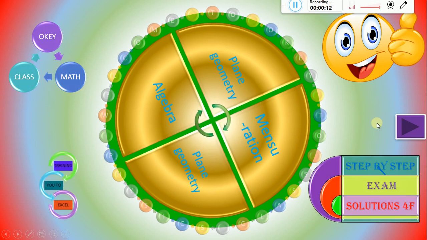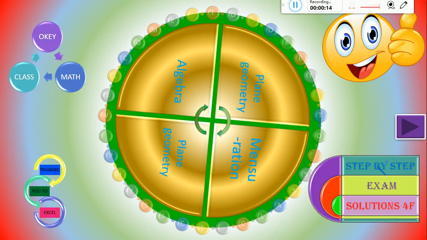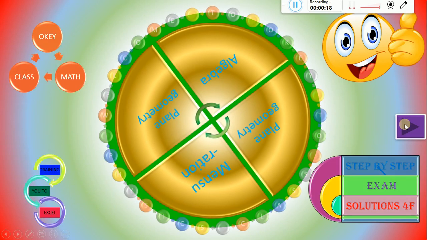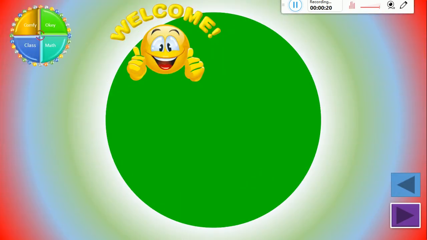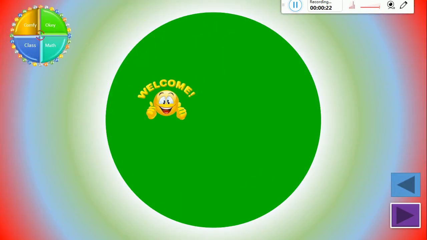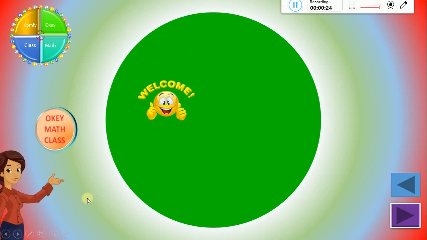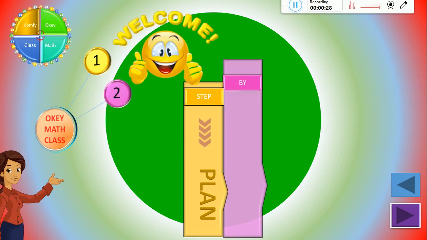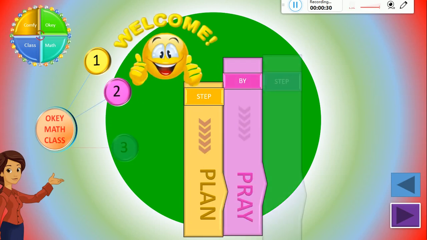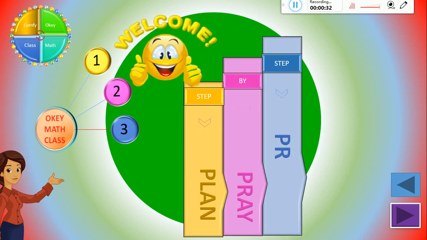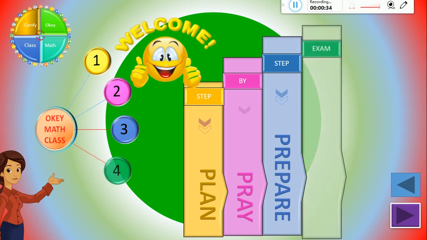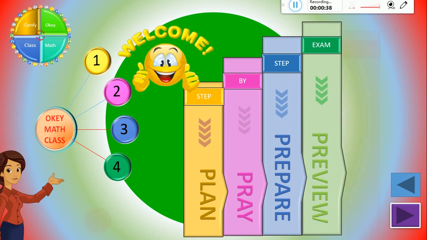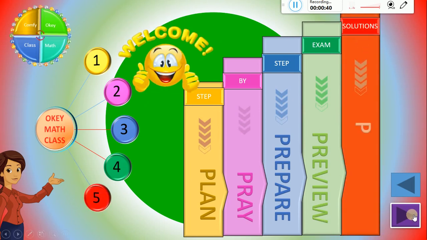Okay, mathematics class, training you to excel. Let's see our steps to exam success. Step number 1, plan. Number 2, pray. Number 3, prepare. Number 4, preview. And number 5, perform.